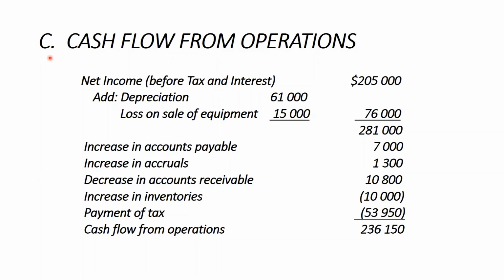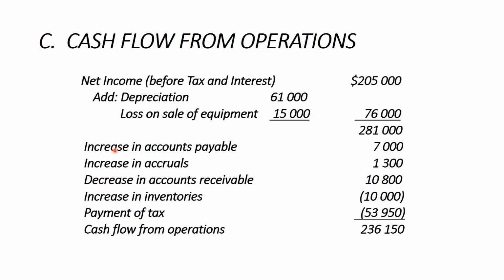Next, we will go into the cash flow from operations. Part C, the cash flow from operations. We start with the net income before tax and interest of 205,000. We add back the depreciation and the loss on sale of equipment for 76,000, and we get 281,000.